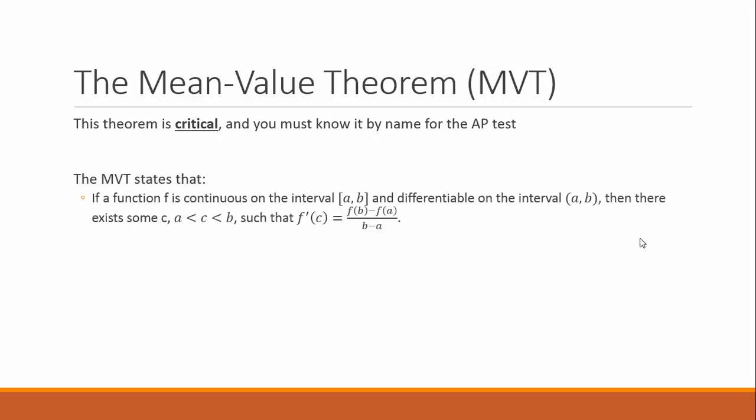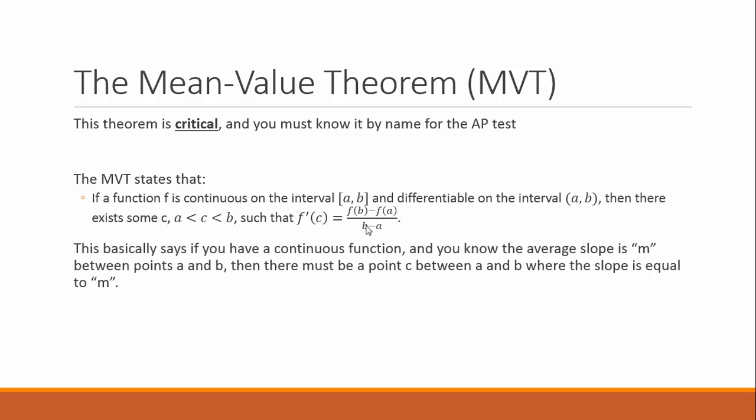The mean value theorem is very similar to the intermediate value theorem, except this time we're going to be talking about derivatives. If a function f is continuous on the interval [a, b], and differentiable on the interval (a, b), that just means you're able to take the derivative, then there exists some c between a and b such that f prime of c, the derivative of f at c, must be equal to the average slope between these two points a and b.